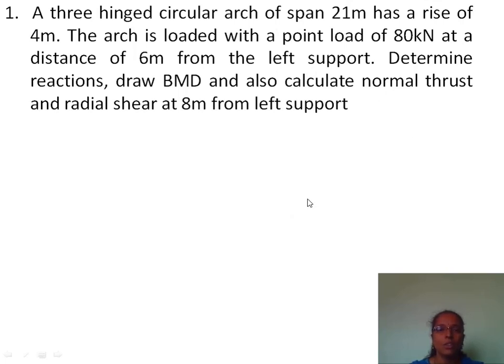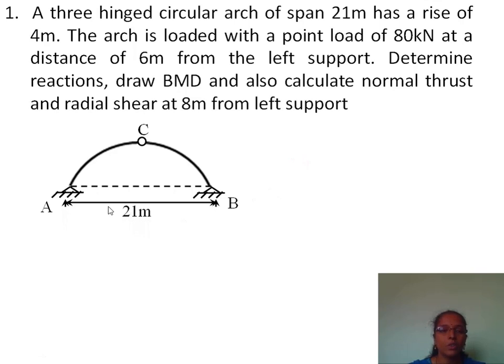Let us draw the given problem diagrammatically. This is a three-hinged circular arch of span 21 meters, so this span is 21 meters, and it has a rise of 4 meters, so this rise is 4 meters. It is loaded with 80 kilonewton at a distance of 6 meters from the left support. Let us mark this point D, 6 meters from the left support, at which a point load of 80 kilonewton is acting.